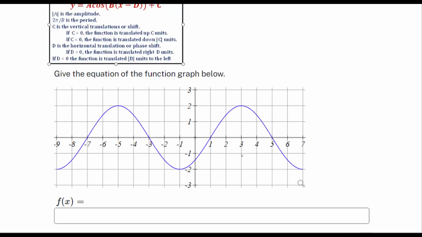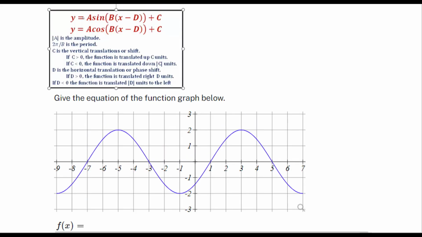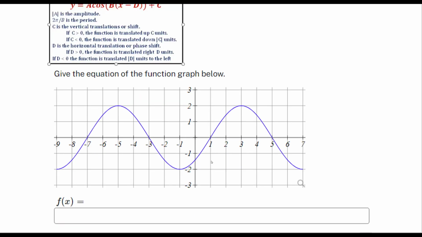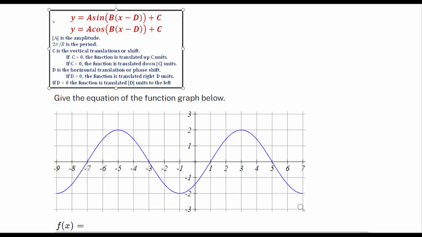We're going to come up with the equation for this graph, given we want it in one of these two forms. So you can go with sine or cosine, and it's really your call as the person doing it. I like to work with sine, so I'm going to go with sine on this one. And what we're looking for is our amplitude. The absolute value of A is the amplitude.